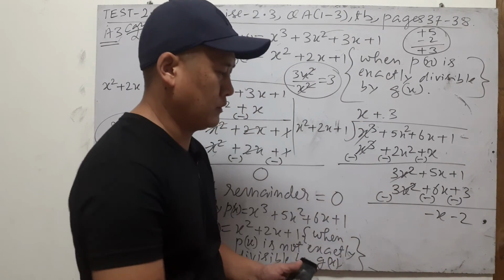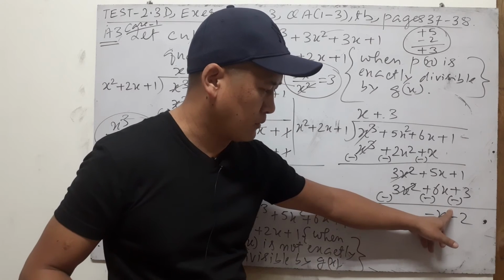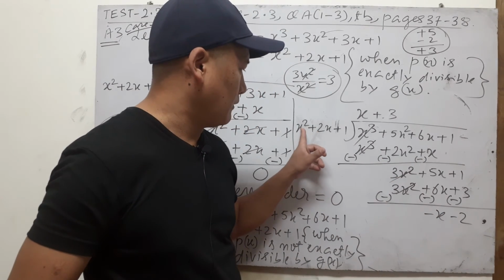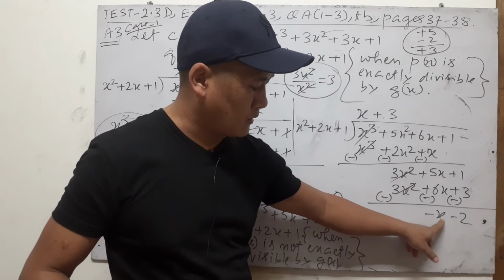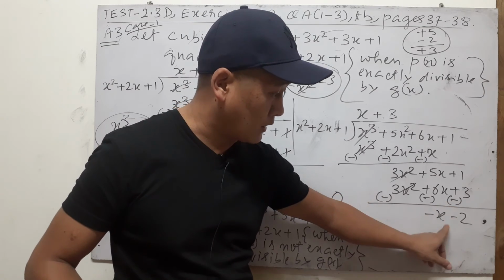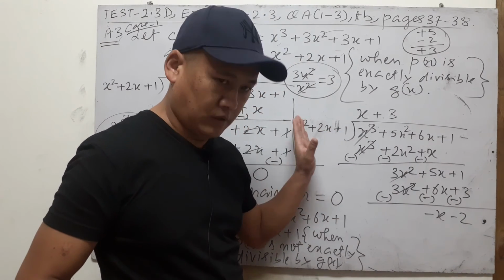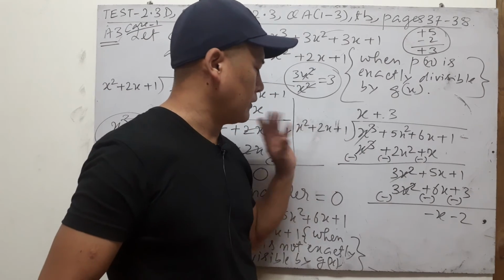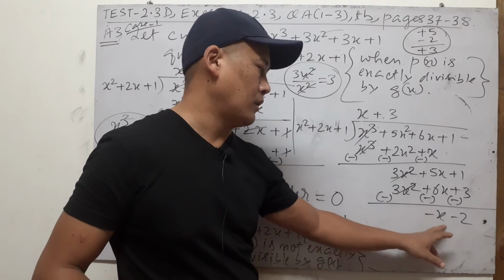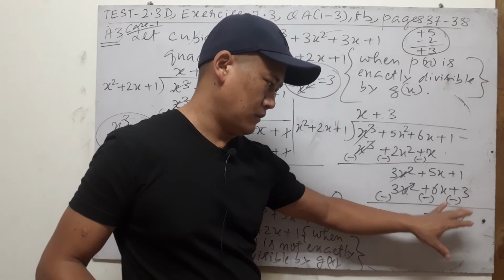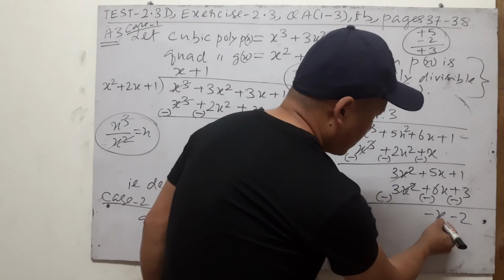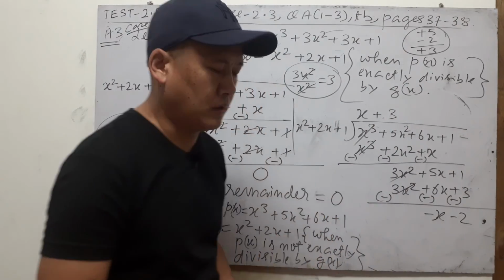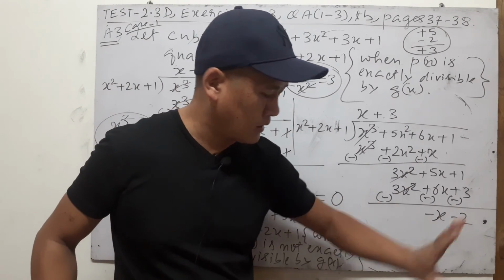So the remainder now has x to the power 1, meaning degree 1. The degree of the divisor is 2. So the degree of the remainder has become lower, degree 1, than degree 2, that of the divisor. Since the degree of the remainder has become lower than the degree of the divisor, we have to stop. We should not divide further, according to the division algorithm. So now the remainder is not 0, as you can see.